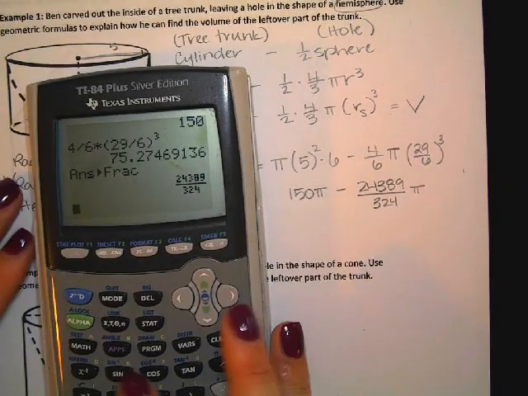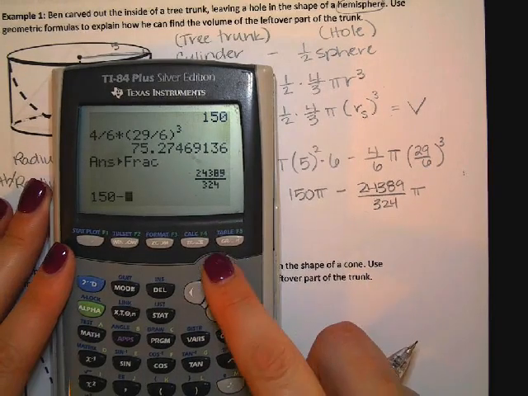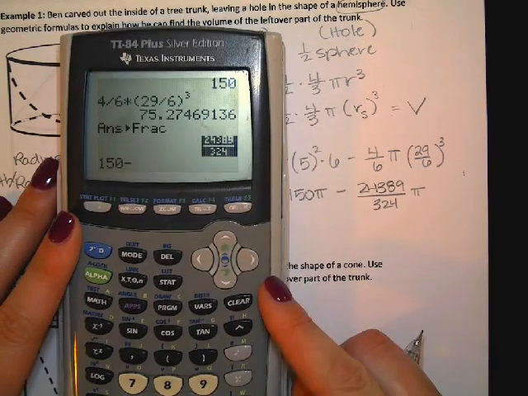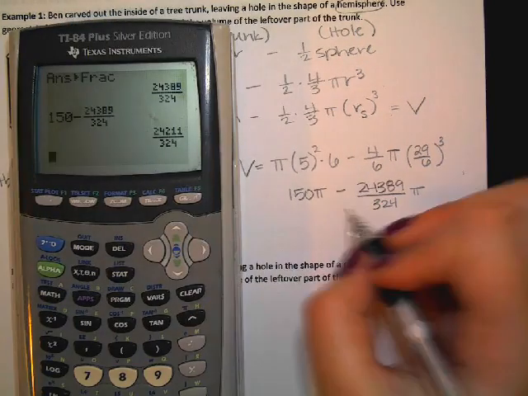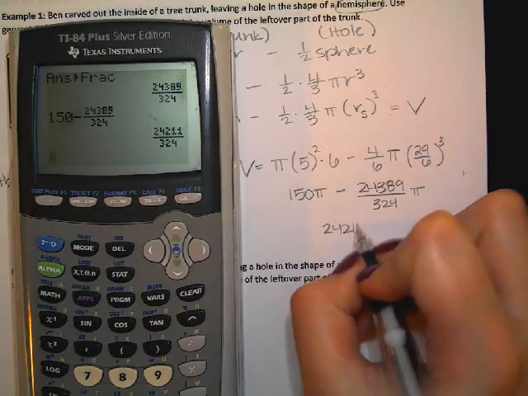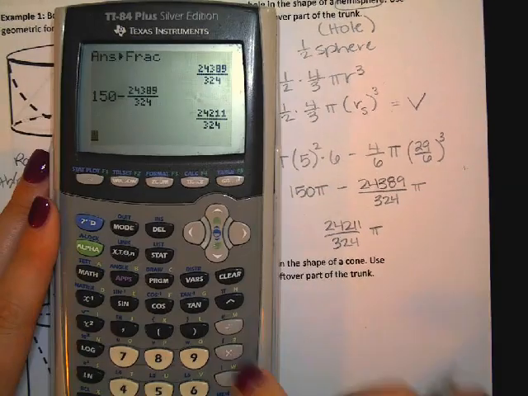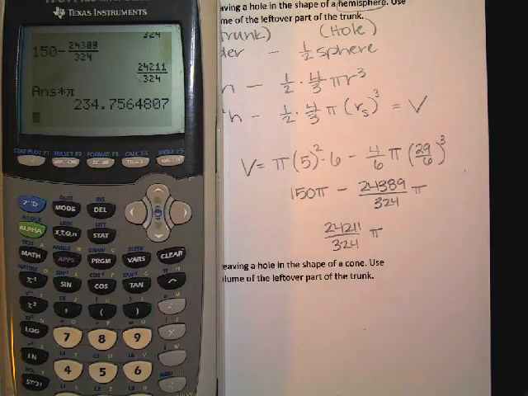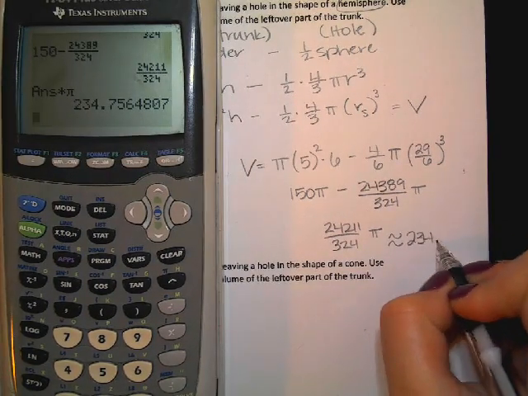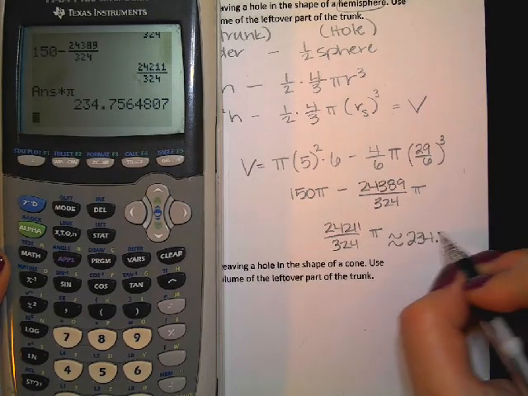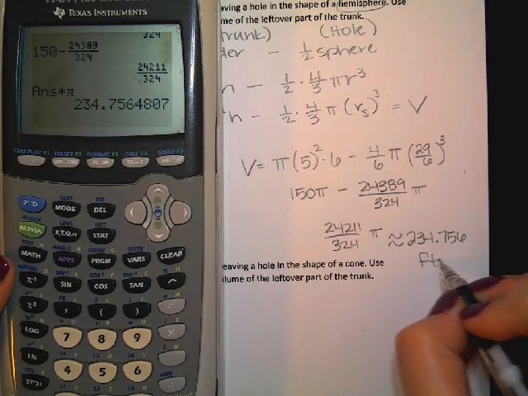Okay, and now I'll just subtract those. So I'm going to minus, I'm going to go up here and grab this. I highlighted it, now I'm pressing enter. So that's 2, 4, 2, 1, 1, 3, 2, 4 pi. And now I'm going to multiply that by pi. Okay, so this is approximately 234.756 cubic feet.